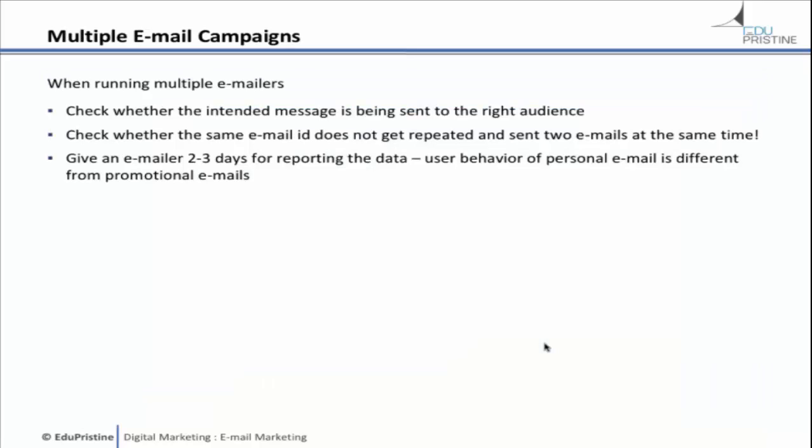Okay, so multiple email campaigns. When you're running multiple emailers, check whether the intended message is being sent to the right audience. Do not mix up things when you're running multiple campaigns on multiple audience groups. Make sure that the right message goes to the right recipient. Also check that the same email ID does not get repeated and sent two emails at the same time. If it is once there, that's enough. Another repetition is not required.